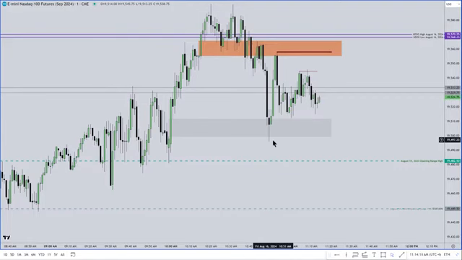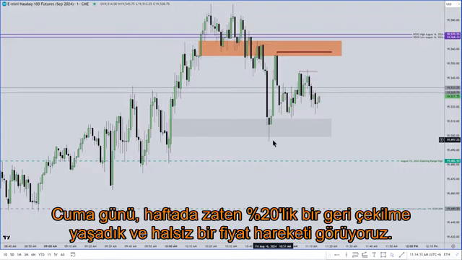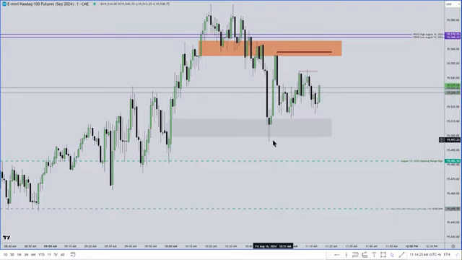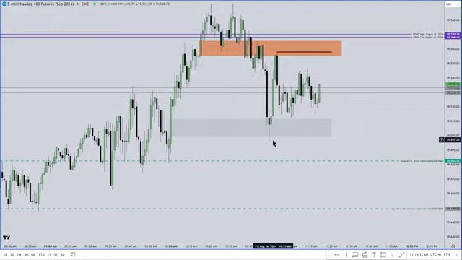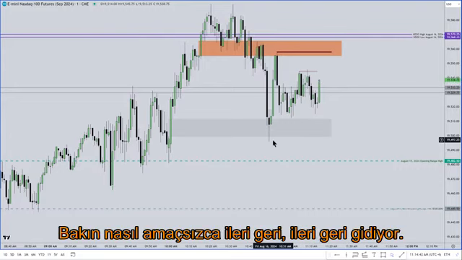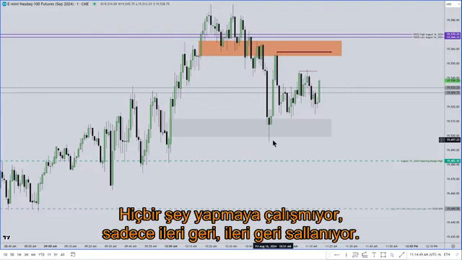It's Friday. We've already had a 20% retracement on the week, and we're seeing lethargic price action. Got 15 minutes till the morning session ends, and then we will be entering the lunchtime macro. See how it's going back and forth, aimlessly. It's not trying to do anything. Just chop back and forth, back and forth.